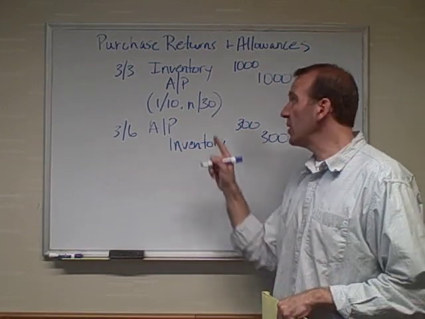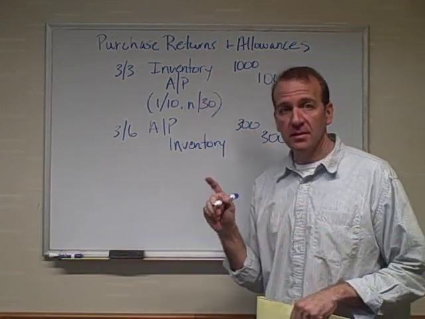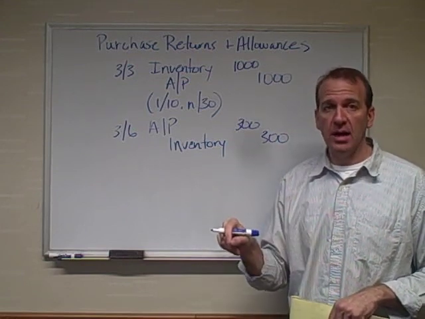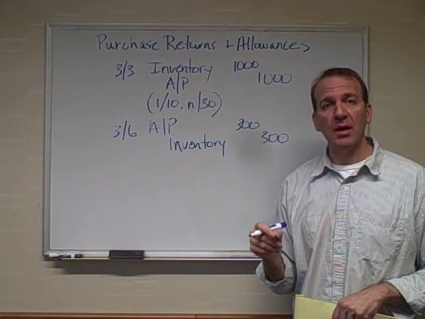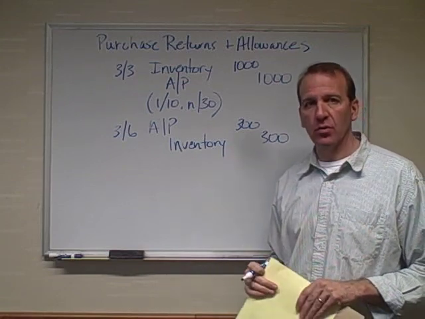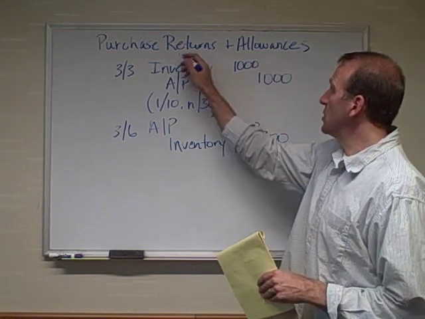inventory. So I hope you can see that the balances in these accounts are now going to be $700. Our inventory will now be recorded at $700, and our accounts payable will also say that we owe $700, because we had a return. We actually returned some of this inventory. Okay, so that's the return portion.